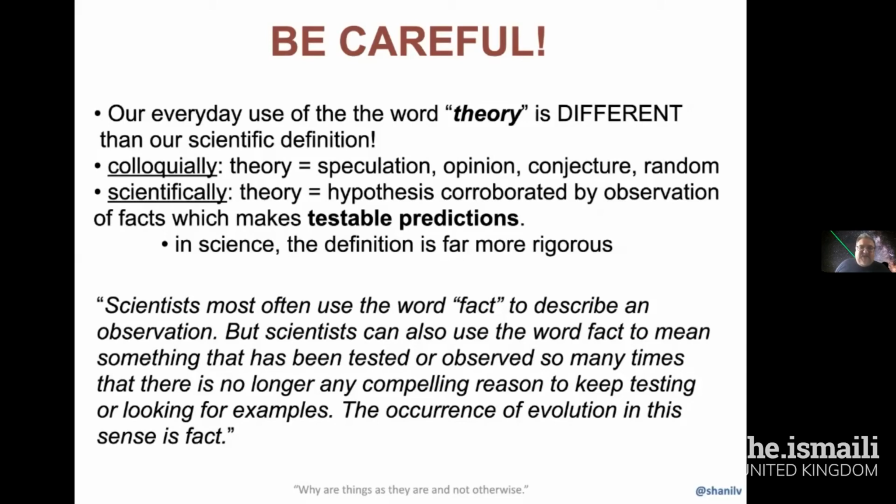So I'm going to just read this quote to you. It says, scientists most often use the word fact to describe an observation. Scientists can also use the word fact to mean something that has been tested or observed so many times that there is no longer any compelling reason to keep testing or looking for examples. The occurrence of evolution in this sense is fact. I took this boring paragraph from one of these Science Academy reports.